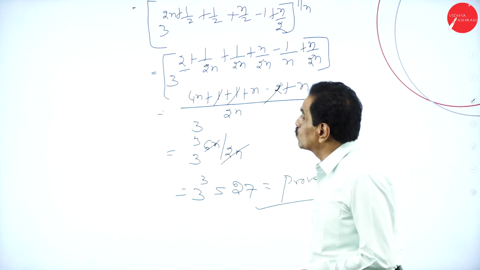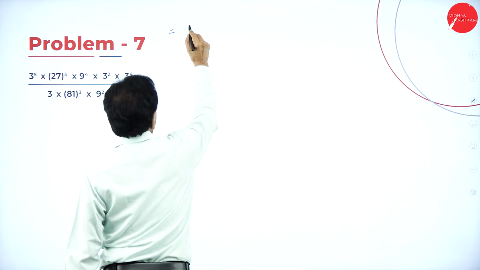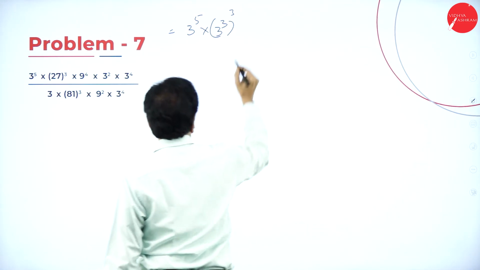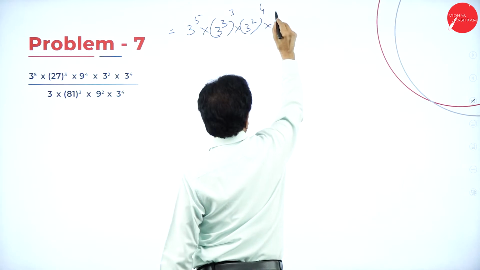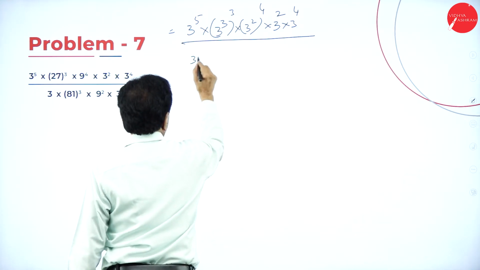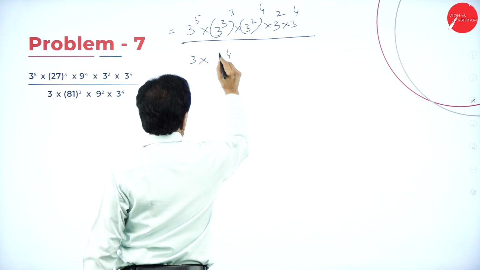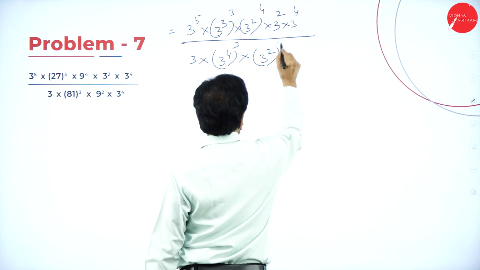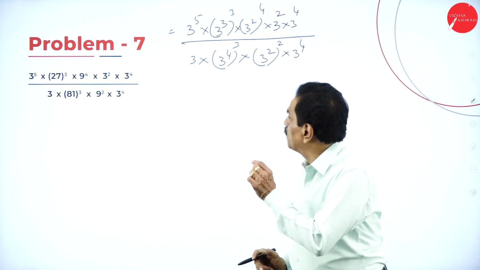We will move on to the next problem now, slowly. The 7th one. This is 3 to the power of 5 into 3 cube to the power of 3, 3 square to the power of 4, 3 to the power of 2, 3 to the power of 4, whole divided by 3. 3 3s are 9, 9 3s are 27, 27 3s are 81. This is 3 to the power of 4 to the power of 3. 9 is 3 square to the power of 2. This is 3 to the power of 4. All the numbers are on the base of 3 only. Common base is 3 only.